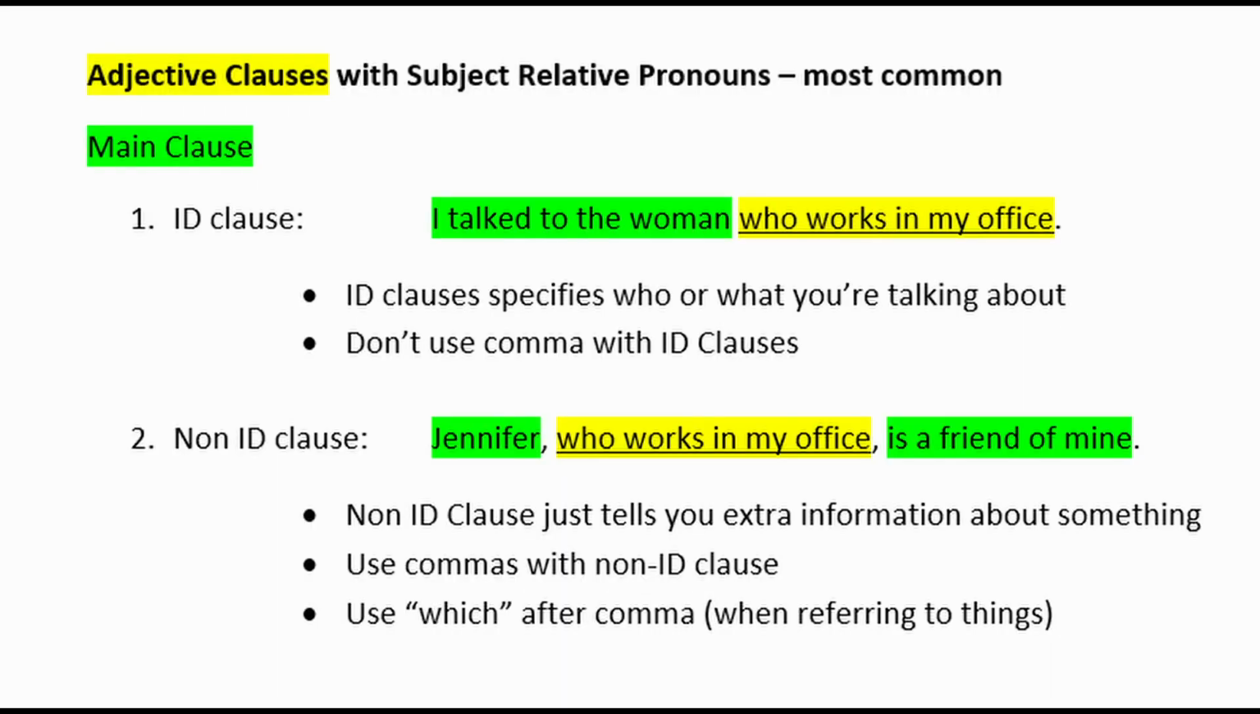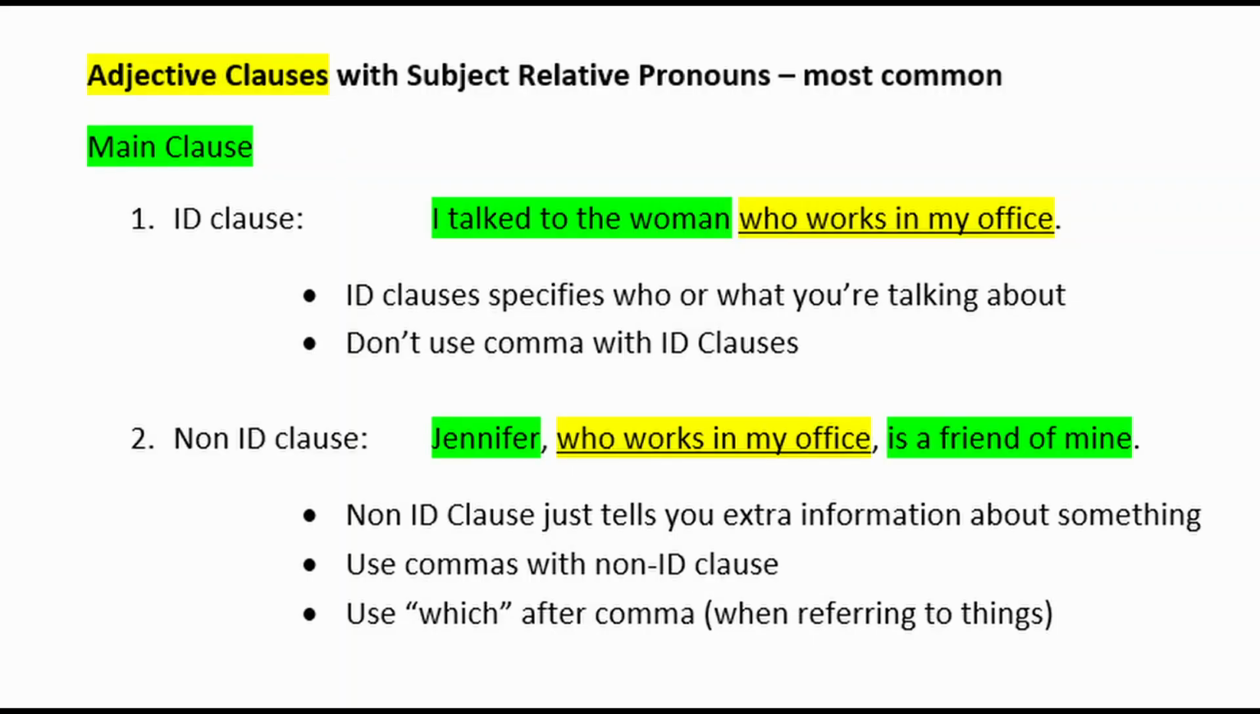So Jennifer, comma, who works in my office. Do you notice we use a comma for a non-identifying or non-restrictive clause? There is a comma if you're writing. You kind of hear it when you're speaking: Jennifer, who works in my office, is a friend of mine. It's like parentheses. It's like an aside, okay? So non-identifying clauses, they don't identify. They just give you extra information about that subject.